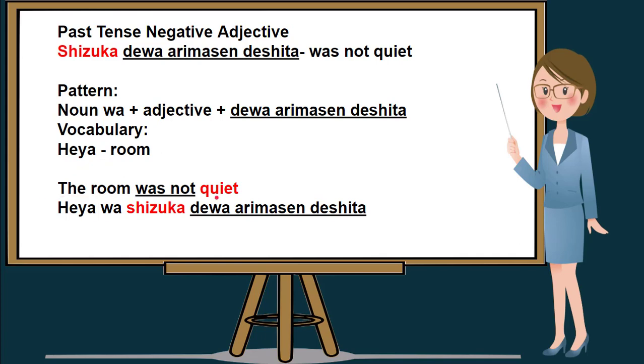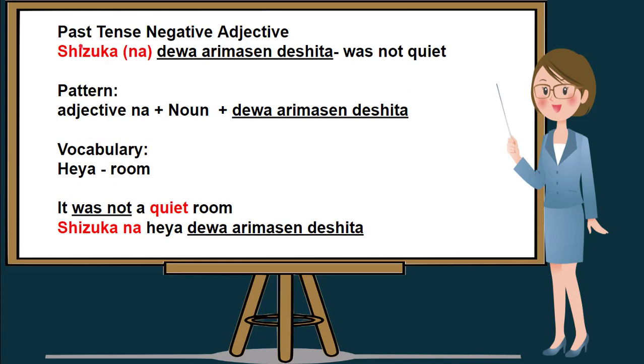Take note that we will be using noun plus wa in the beginning of the sentence. The noun in this sentence is room, and it should be written in the beginning of the sentence. Heya wa, followed by our adjective, Shizuka. Take note that we dropped the na here and added dewa arimasen deshita. The room was not quiet in Nihongo is Heya wa Shizuka dewa arimasen deshita. I'll repeat, the room was not quiet in Nihongo is Heya wa Shizuka dewa arimasen deshita.